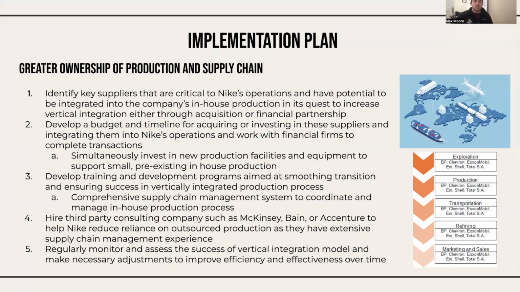Step number 4 includes, again, relying on experts, hiring a consulting agency such as McKinsey or Bain to help Nike transition, as they have extensive supply chain management expertise as they make the transition from outsourced production to vertical integration. And then 5, a common theme here, is making sure that we're regularly reviewing our processes to make sure that they're effective. So this is not too different, right? Regularly monitoring and assessing the success of our new vertical integration model and making the necessary adjustments over time, as they're sure to come in such a big transition for a company that for a very long time has relied on third-party production.